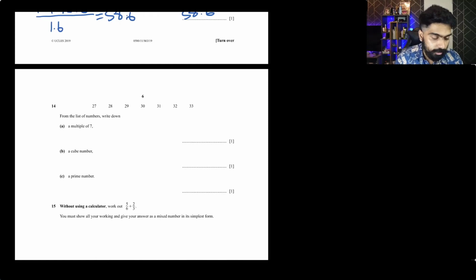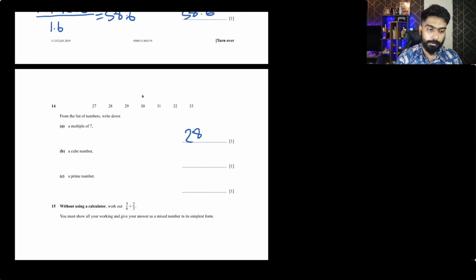So from the list of numbers, write down a multiple of 7. So this is pretty easy, guys. Just take a look at it. What do we have as the multiples of 7? So what we have is just 28, right? 28 divided by 7 is 4. Everything else is not a multiple of 7.